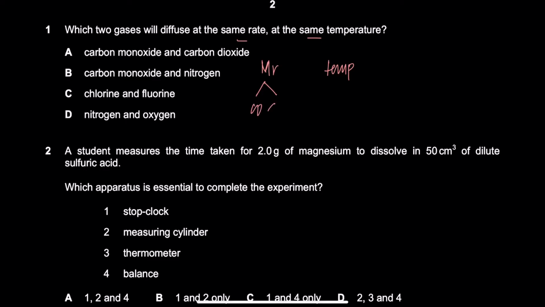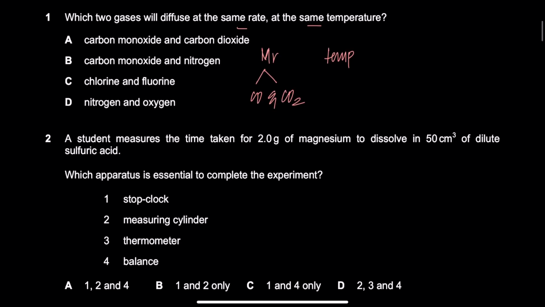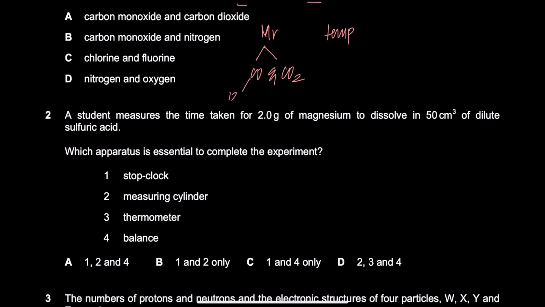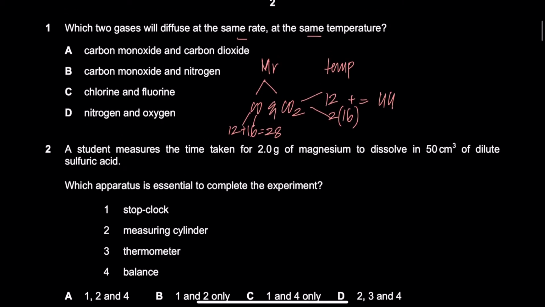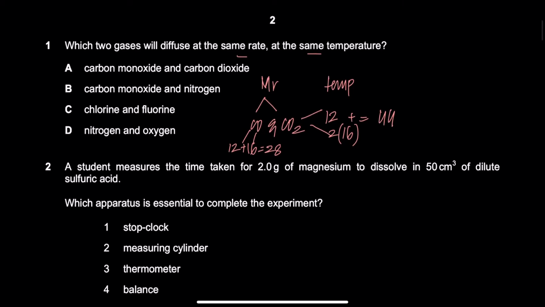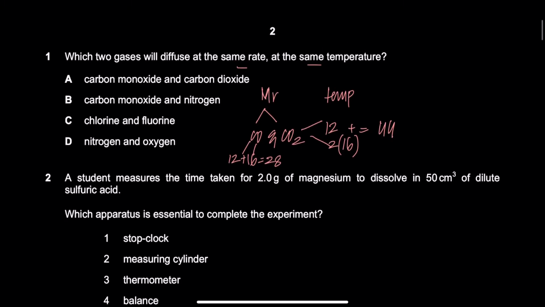So now let's check the Mr. Carbon monoxide and carbon dioxide. Obviously, they will have different Mrs because this has one more oxygen than this. That's just from logic. But even if you wanted to check it out, carbon is 12, oxygen is 16, that's going to give you a total of 28. For carbon dioxide, carbon is 12, oxygen is 16, and you have two oxygens, so you times it by 2, add these together, that'll give you 44. So 28 is different than 44. Carbon dioxide has a greater Mr, therefore it'll diffuse slower than carbon monoxide. And they want you to find out which two gases will diffuse at the same rate.